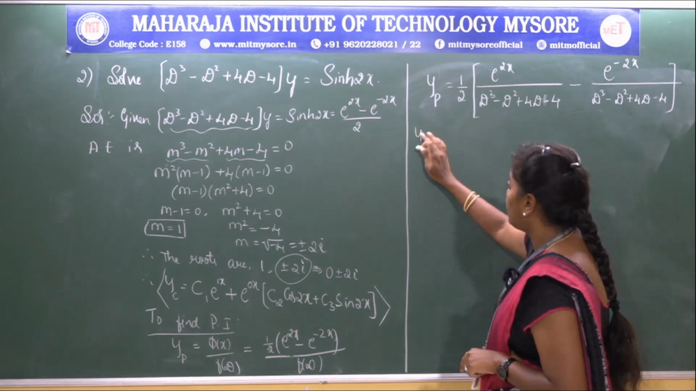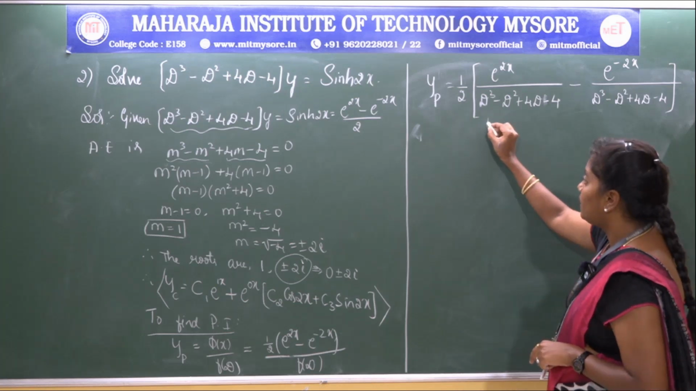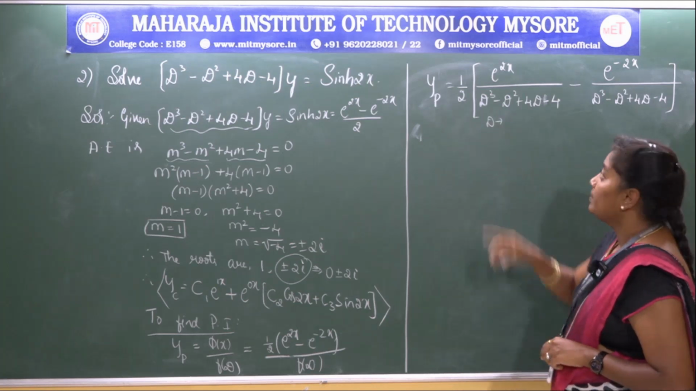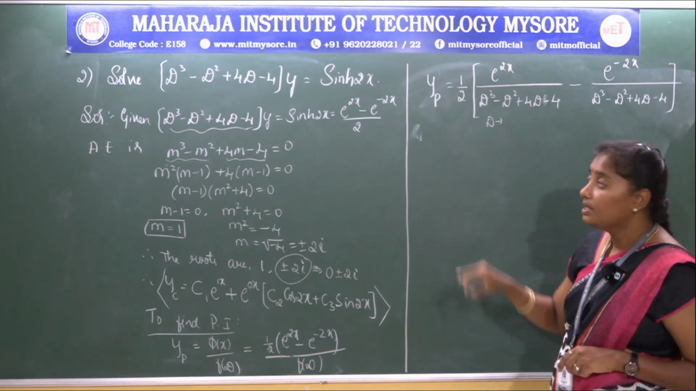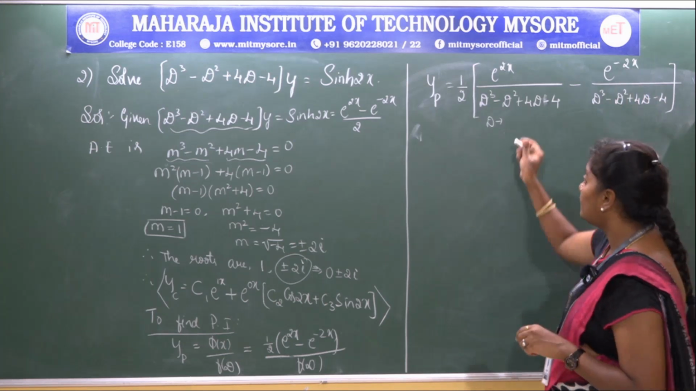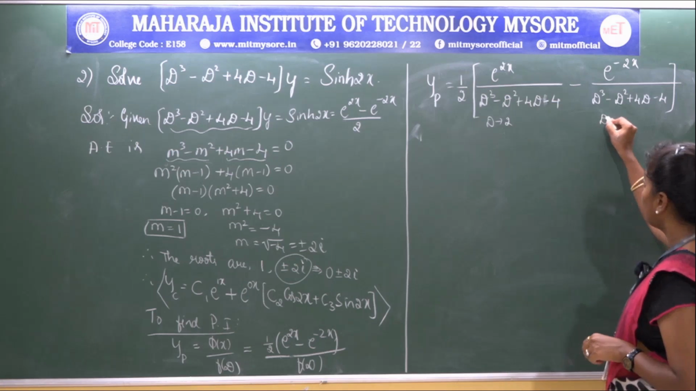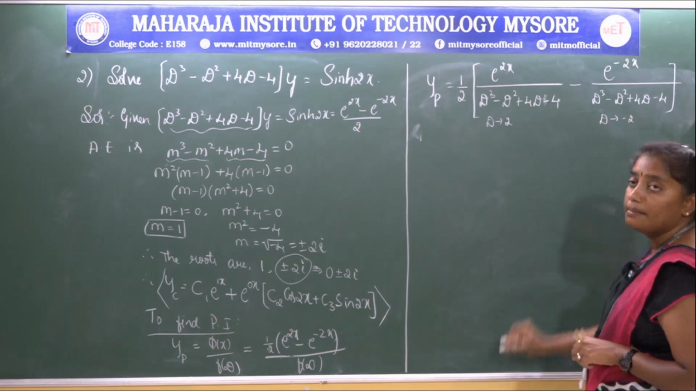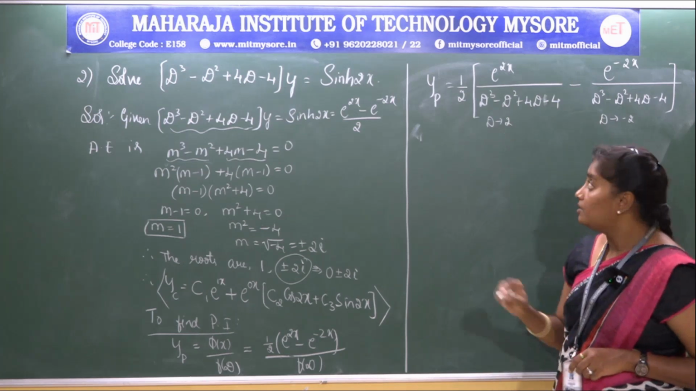Now simplifying this, to find the value of yp, the procedure is we have to replace D by the coefficient of x in the exponential term. Here we have plus 2, here we have minus 2. For that, here replace D by 2, and in this term replace D by minus 2.